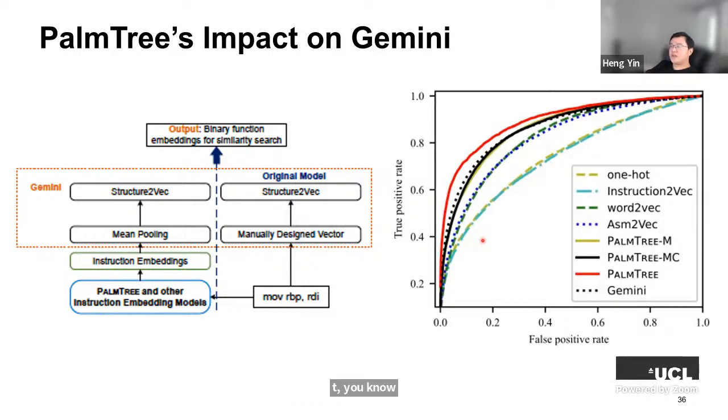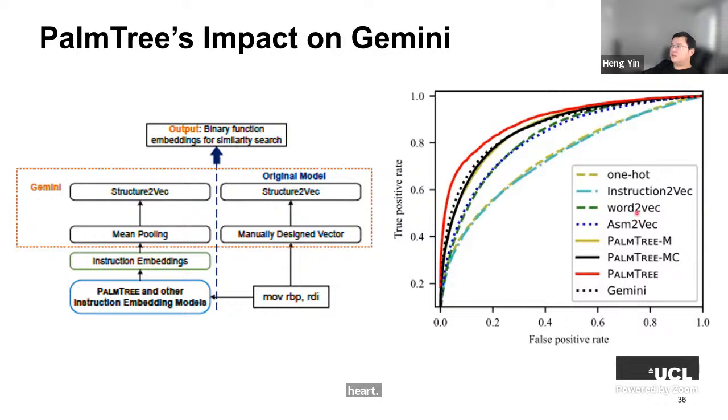Okay, so we would like to test how general the learned model is. So essentially, we want a more challenging dataset for evaluation. In this case, we can see that the original Gemini is around here, which is not very bad. Some other approaches like one-hot, word2vec, and ASM2vec perform even worse.